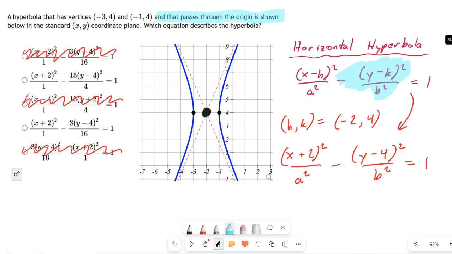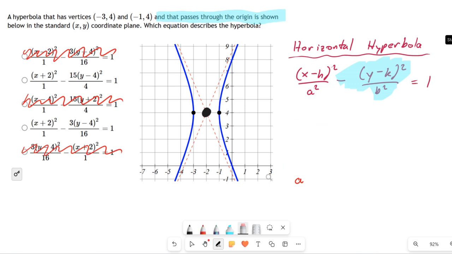It passes through the origin. Okay, that's interesting. Right here, I'll get your attention over here. That is the origin, where x and y both equal 0. Well, that lets us do something kind of interesting, which is that if you plug in x and y being 0 into this equation, then it should equal 1.